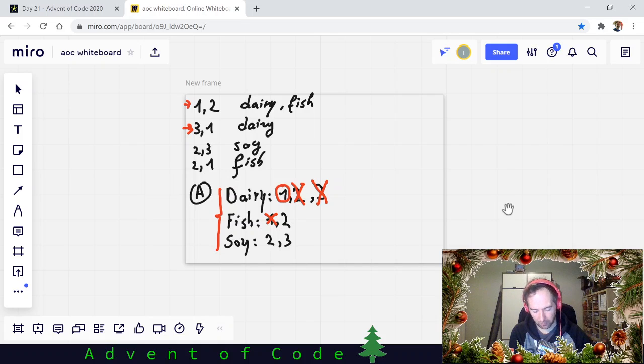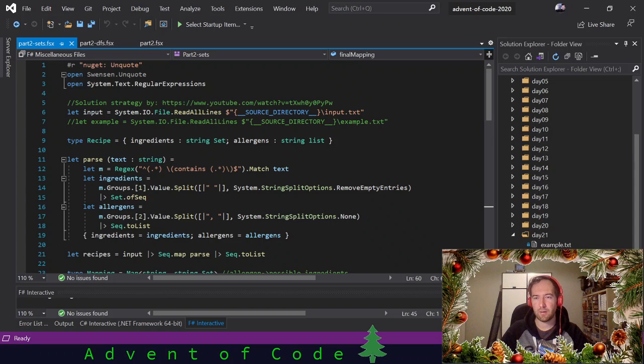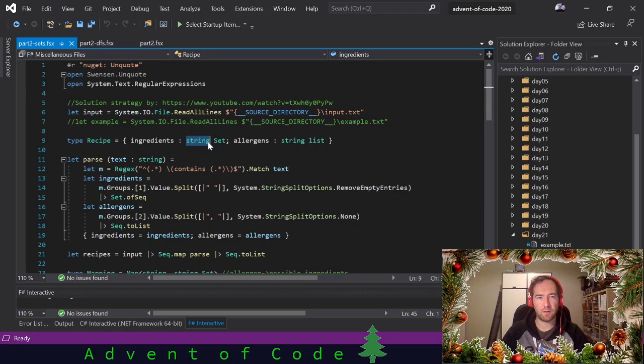If we only have one ingredient in the list, you know that it has to be this one, and then we can scratch it. And this is how you can solve it without any backtracking. You just do two passes over the ingredient lists, one to build the candidates and another one to eliminate impossible ingredients.